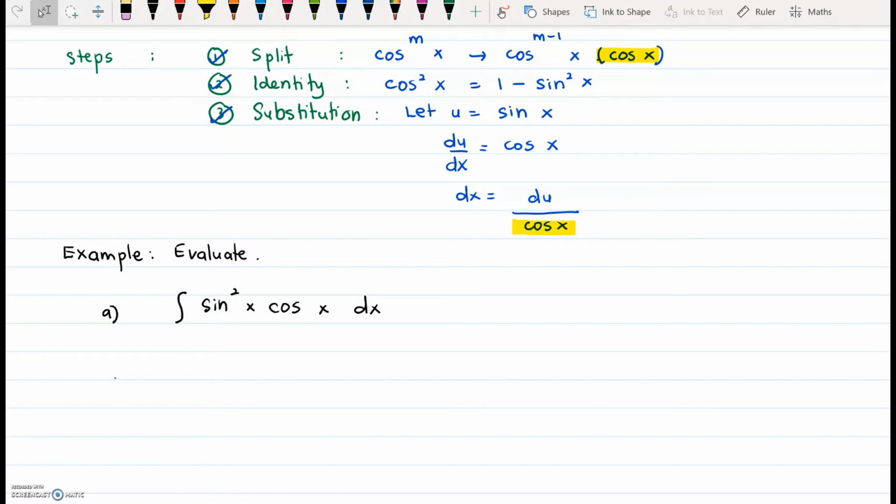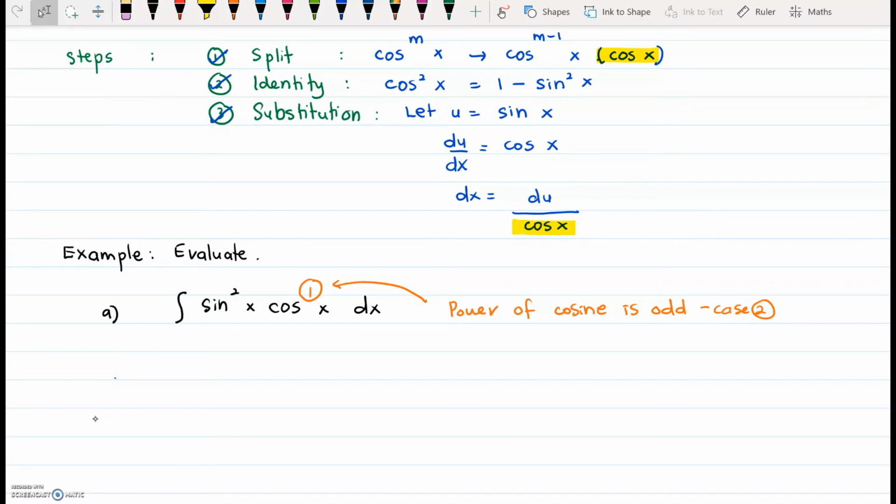For case 2, we will identify the power of cos. The power of cos here is the power of 1, which means the power of cosine here is odd. Alright, that is case 2. So for case 2, we will use SIS: split, identity and substitution.